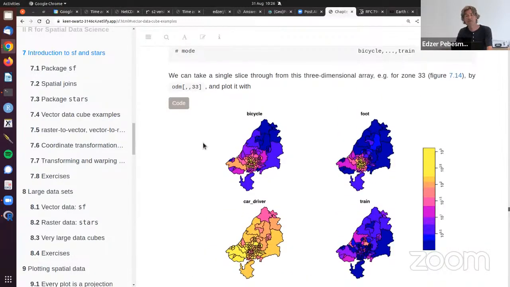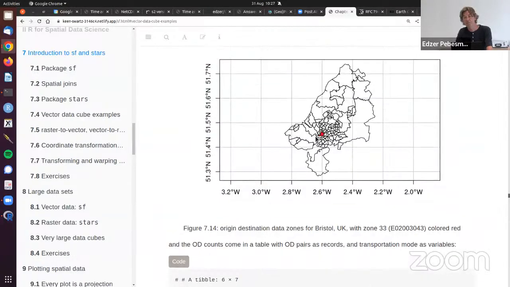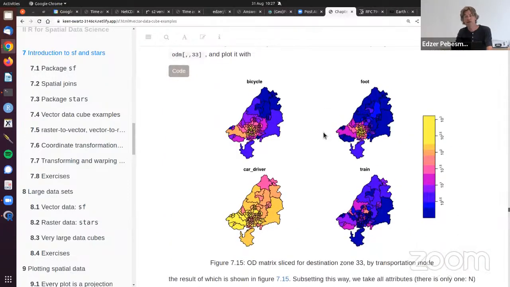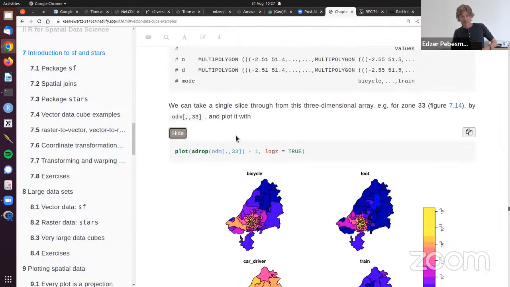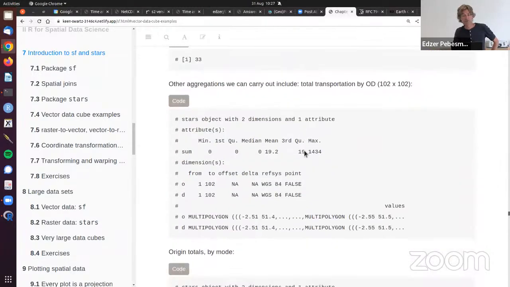You can also do all kinds of plots. If I'm interested in the movement to and from a single district, this seems to be the busiest, and I want to see where everyone comes from going here, then you can see that and split it by different attributes. And the code is essentially very, very simple. It's a slice on the destination. Yeah, this is the 33rd destination. The second dimension follows after the second comma, and you see here the movements going on there.